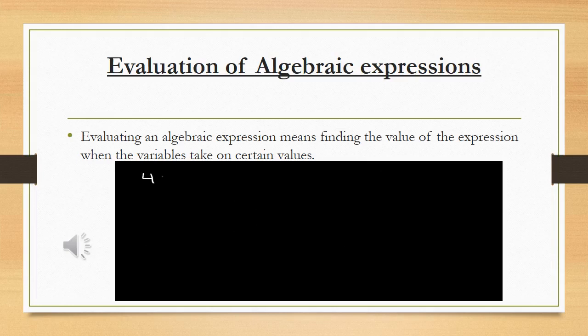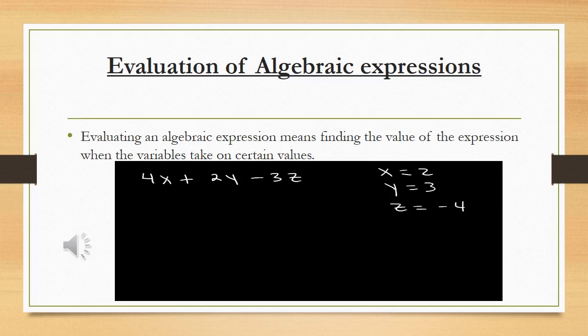Now let's say if we have an expression that contains variables. 4x plus 2y minus 3z. And let's say that x is equal to 2, y is equal to 3, and z is equal to negative 4. Go ahead and evaluate this expression.